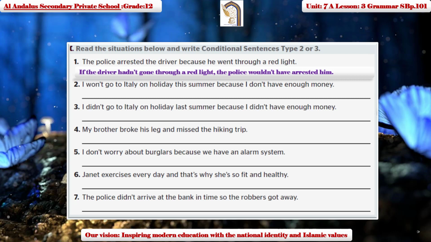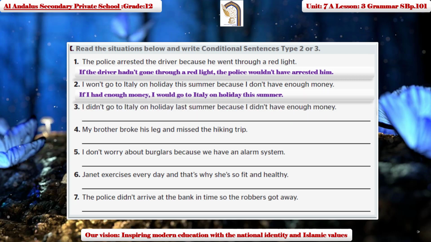Sentence 2. I won't go to Italy on holiday this summer because I don't have enough money. Again, it is clear the speaker is talking about a situation related to the present and the future. So it is expected that we are going to use the second conditional. And here is our model answer. If I had enough money, I would go to Italy on holiday this summer.